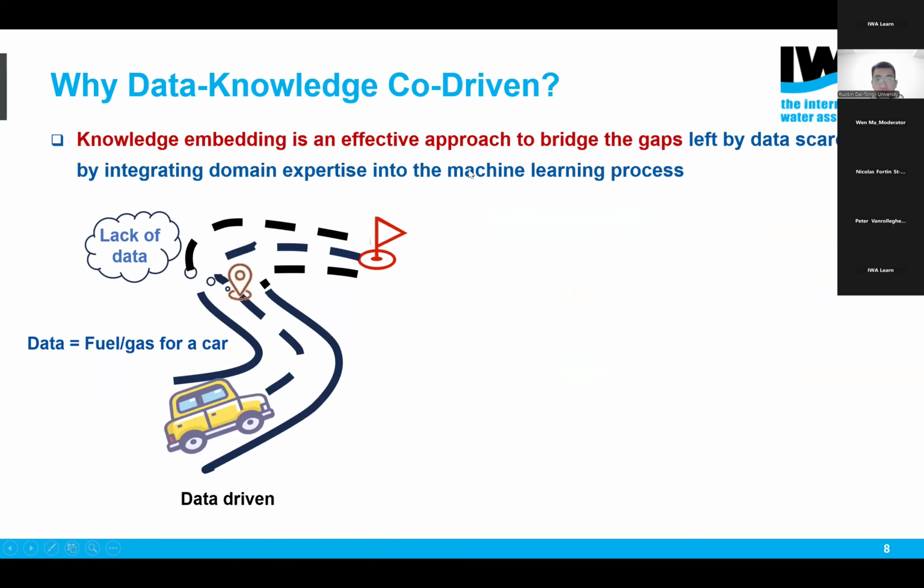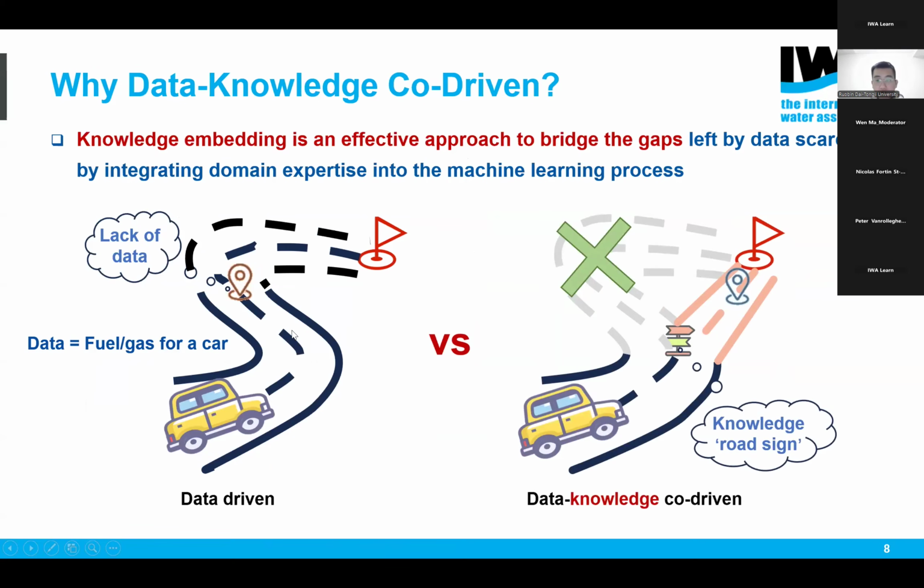With such a small data set, it is like lacking fuel for our car: we cannot reach the destination. If we want our car to reach the destination, we can incorporate knowledge into the machine learning. This knowledge is just like the road sign here. So the reason we use data-knowledge-code-driven learning is data scarcity, and we want to use knowledge to address this problem.